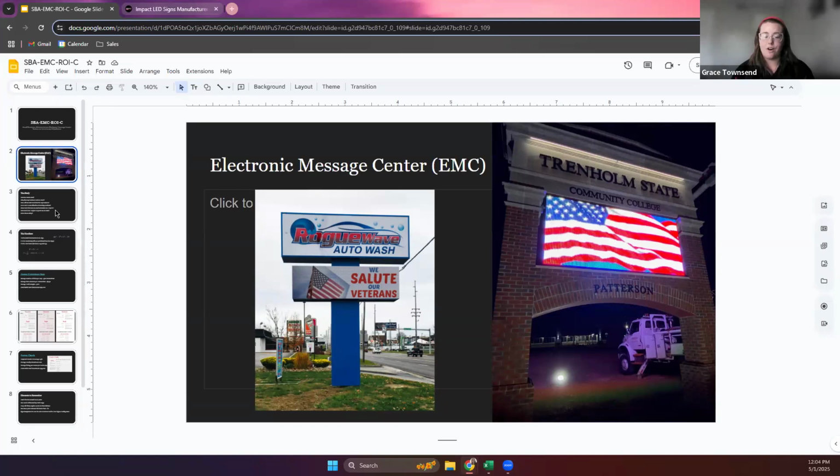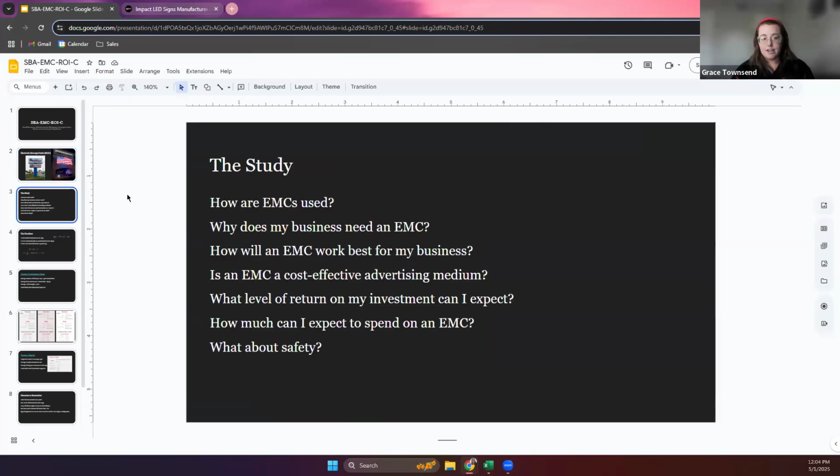So I'm going to focus on a study done by the Small Business Administration that talks about electronic message centers and how they help small businesses. The study itself focuses on how EMCs are used, why your business might need or want one, how will it work best for your business, is it a cost-effective advertising medium, what level of return on investment can you expect, and how much can they expect to spend on an EMC, as well as what about the safety for drivers who are looking at this sign?